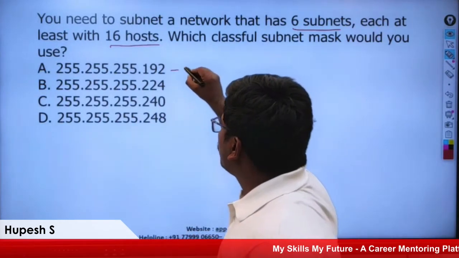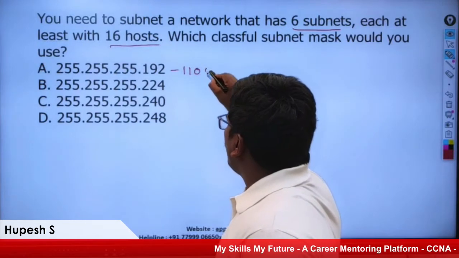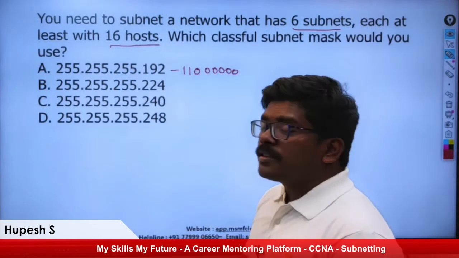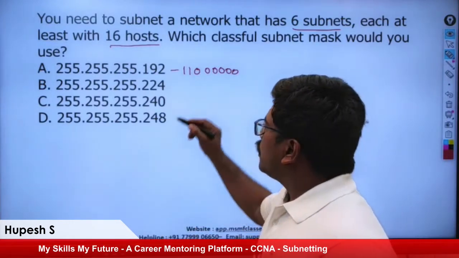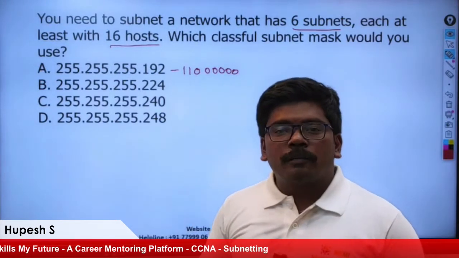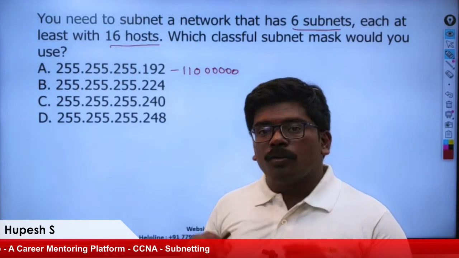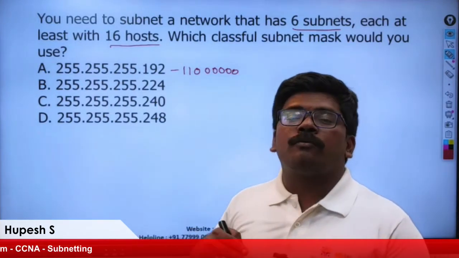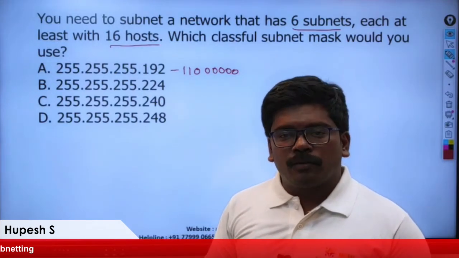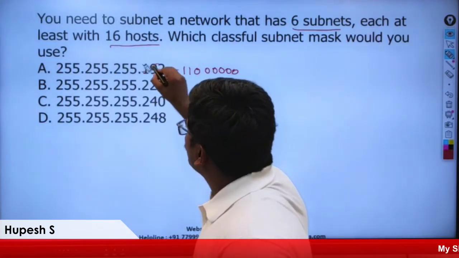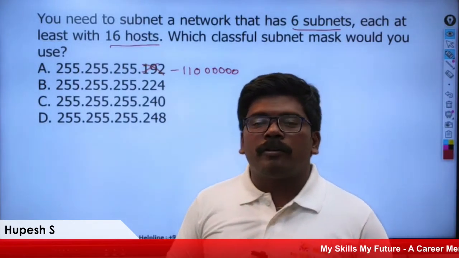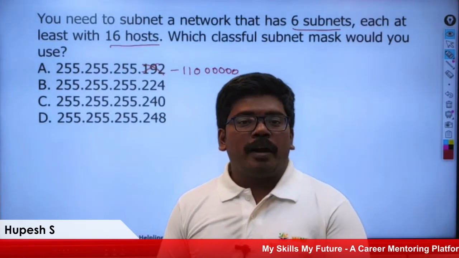So 192 can be written as 11 followed by 6 zeros. This is the equivalent value of 192. Here I have 2 network bits and 6 host bits, right? When I have 2 network bits, I can get 2 power 2 different networks. So this is not a valid option because my requirement is 6, but I'm getting only 2 power 2, that is 4 networks. So I need not even check the host options.